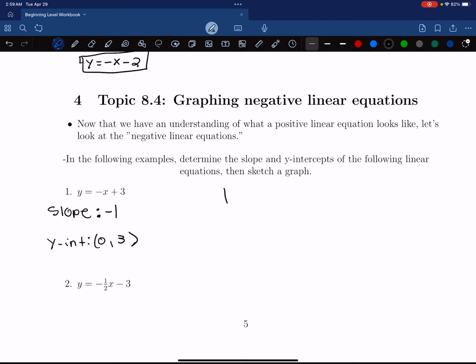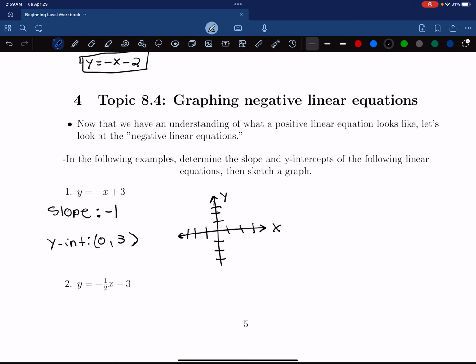And now let's sketch the graph. X and Y. We're just going to do 3 tick marks for this one. You don't always need to do 5. You can do as much or as little as you want, as long as you have at least 2 points on the graph and a line.